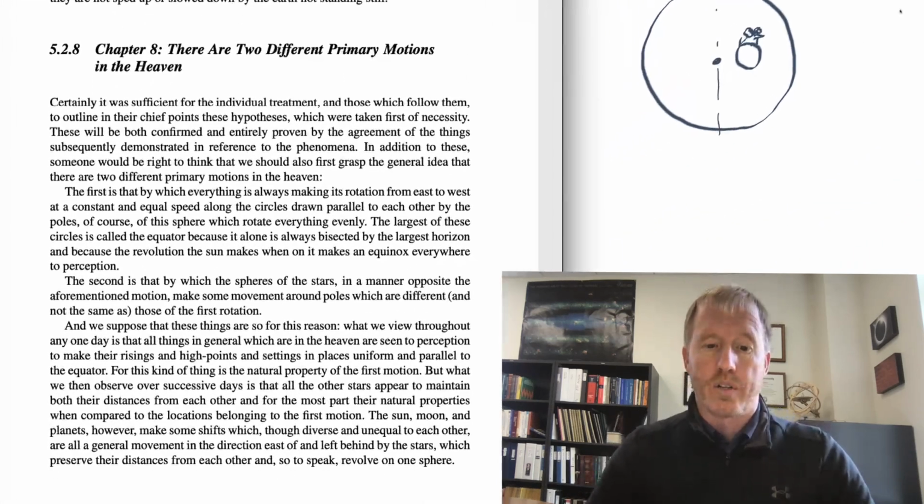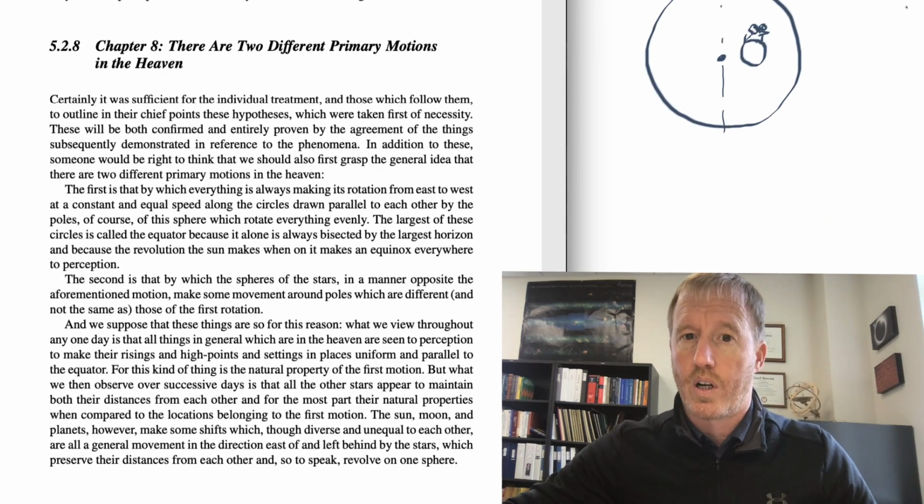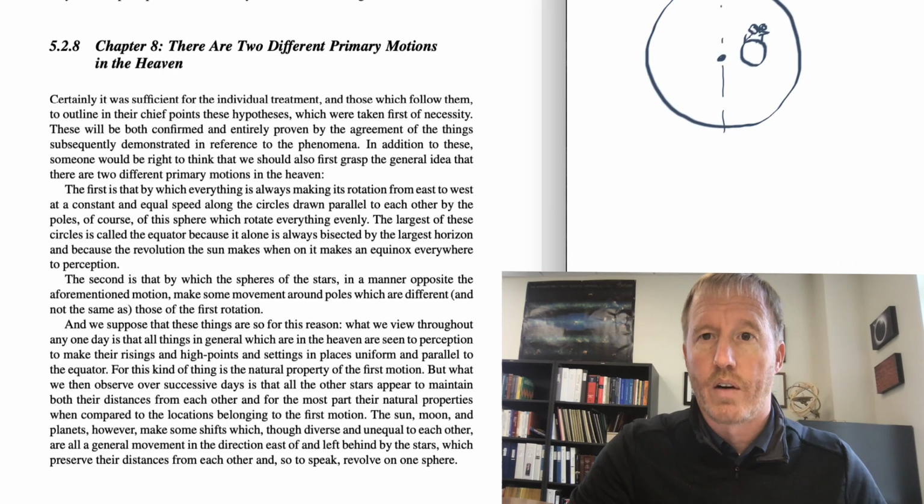In chapter 8 of Ptolemy's Almagest, he describes the motion of the heavens. This is an overview that he provides. Looking forward to later on in his Almagest, he will give a more detailed mathematical description. We're going to stick to just the overview that he provides in chapter 8. The title is, There are two different primary motions of the heavens. So let's talk about these two primary motions of the heavens.